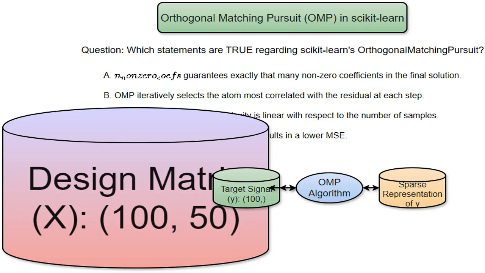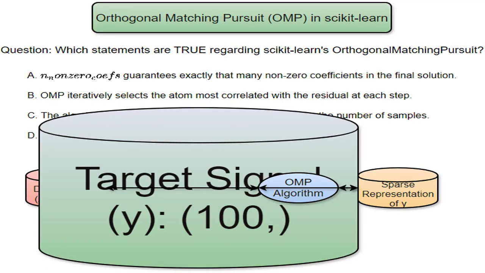I have a design matrix, X, which is a 100 by 50 array. Think of this as containing 50 potential ingredients, features, for 100 different recipes, samples. Each entry indicates how much of each ingredient is in a given recipe. And I have a target signal, Y, represented by a 100-element array. It's the overall flavor profile for each of the 100 recipes, which I want to reconstruct.